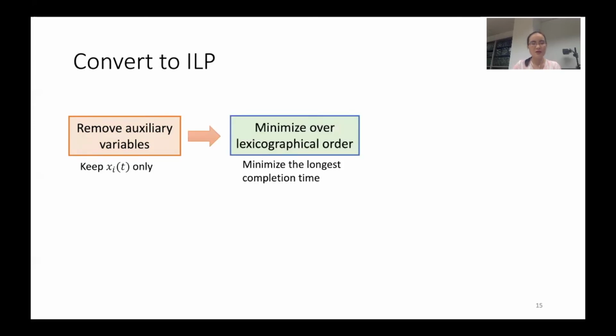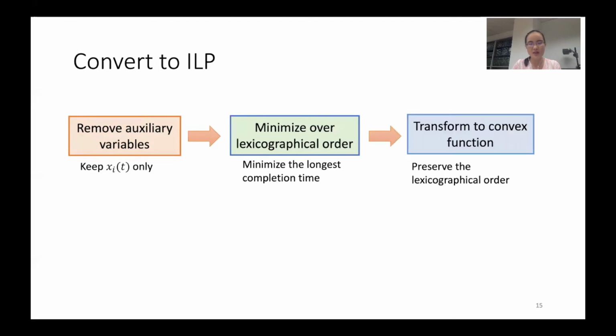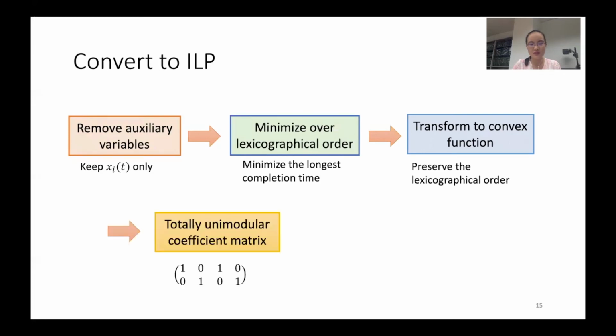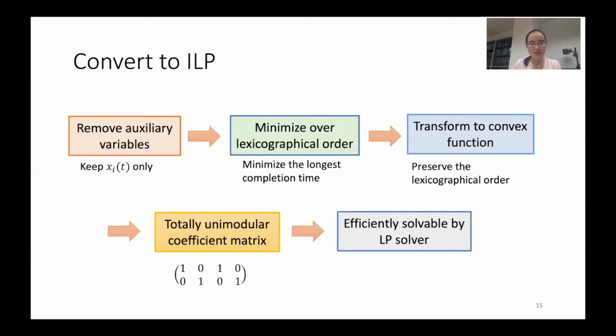And then we transform this problem to a minimization problem over the lexicographical order. And we also prove that it's equivalent to minimizing the longest completion time. We then transform the lexicographical objective function to a convex function and preserve the lexicographical order at the same time. We then prove that the coefficient matrix is totally unimodular, which means this problem can be efficiently solved by an LP solver.